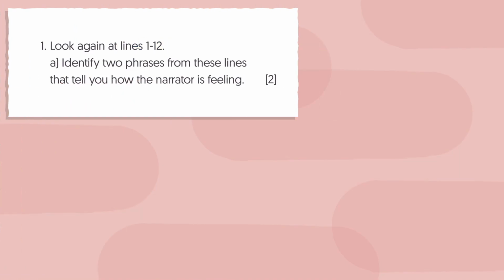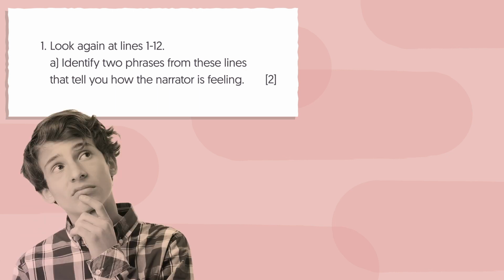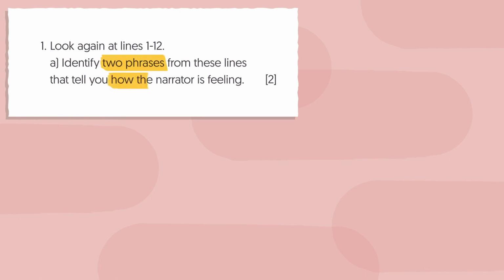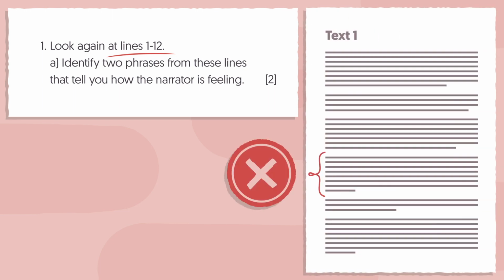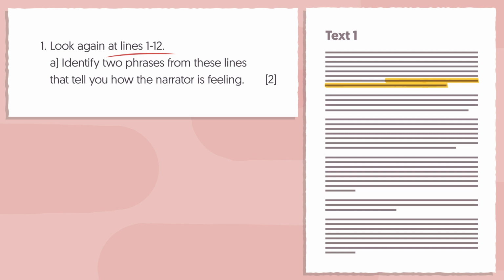Imagine that the question asks you to identify 2 phrases from lines 1 to 12 that tell you how the narrator is feeling. So before you start thinking about your answer, you should highlight or underline key words in the question. For example, here you would pick out 2 phrases and how the narrator is feeling. You should also pay close attention to the line numbers the question is asking you about. If your answer comes from outside of these lines, you won't be awarded the marks. Some people find it useful to mark on the texts and box off the section that they should be looking at to make sure that they don't panic and make a mistake.